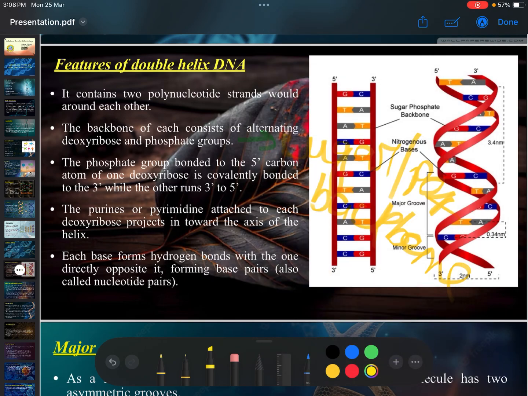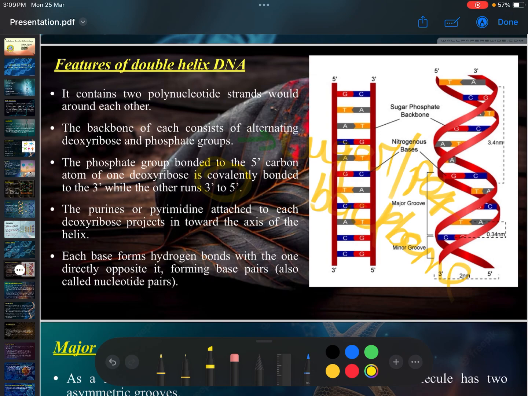The phosphate group bonded to the 5' carbon atom of one deoxyribose is covalently bonded to the 3' carbon of the next, while the other strand runs 3' to 5'. Here you can note that DNA replication is carried out continuously in the orientation of 5' to 3', whereas in 3' to 5' it is carried out in a discontinuous fashion, which you'll study further.